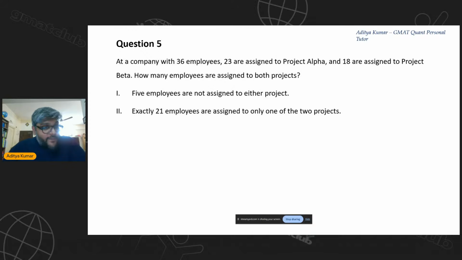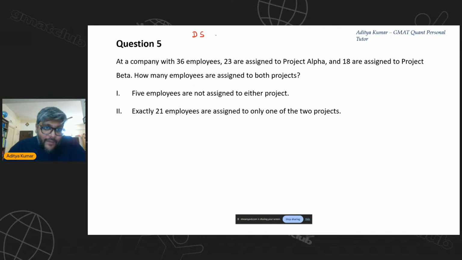Another data sufficiency. So like I said, whenever I see a data sufficiency question, by the look of it, 23 are assigned to Project Alpha, 18 are assigned to Project Beta. How many employees are assigned to both? I'm sure people would have used a Venn. I'm sure people would have used a table as well. Anyone would do. I have two quantities. I can use any one.